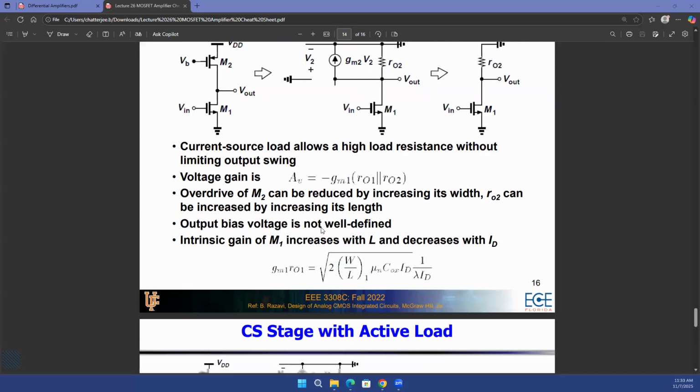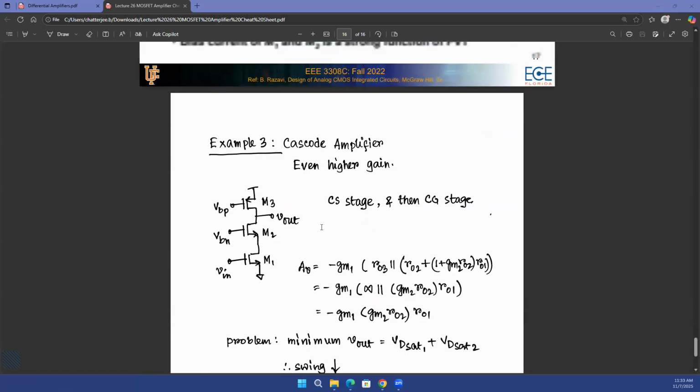So let's stop here. And then next lecture, we'll start with differential amplifier.